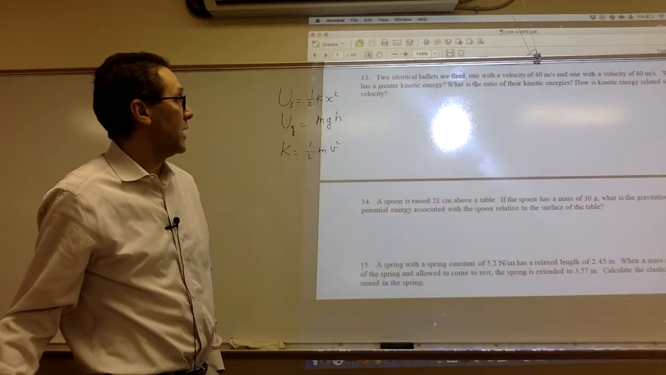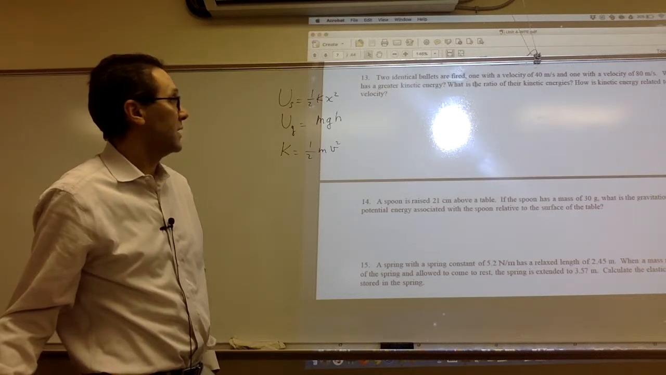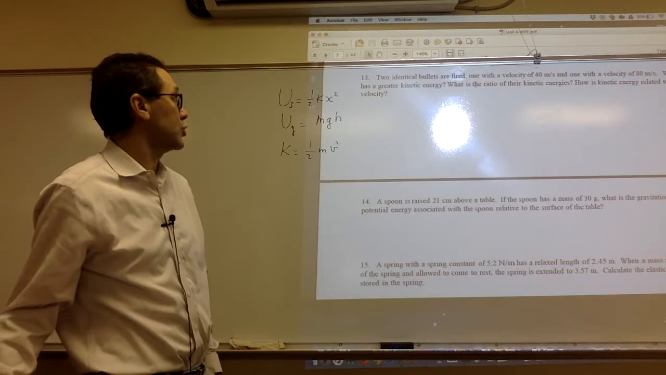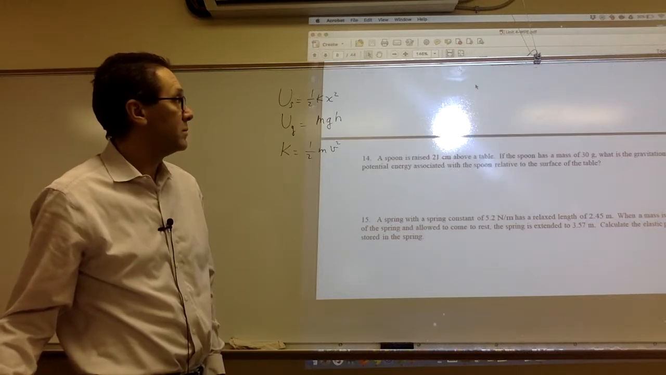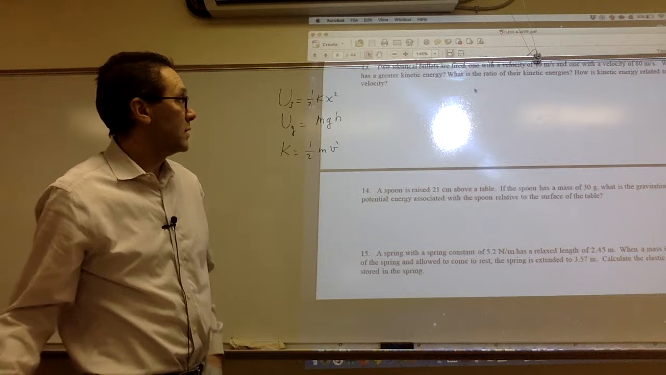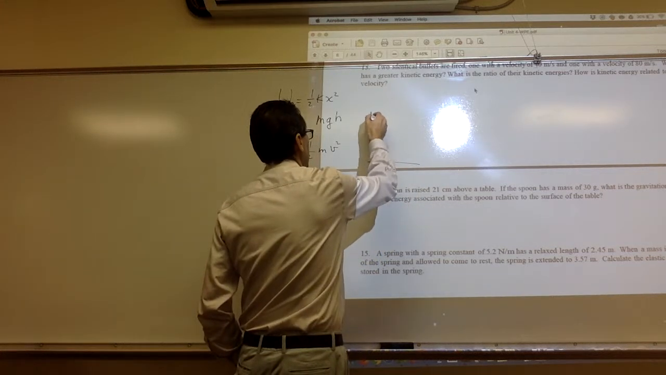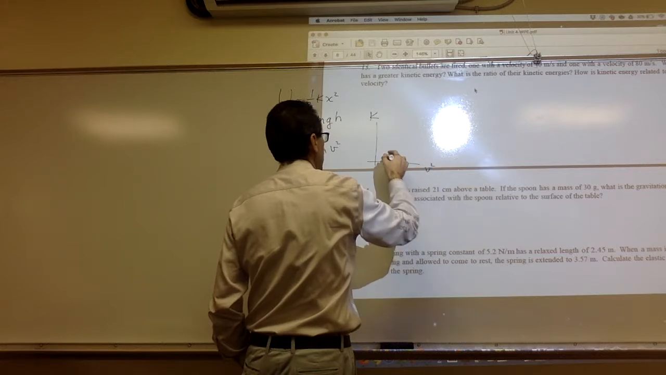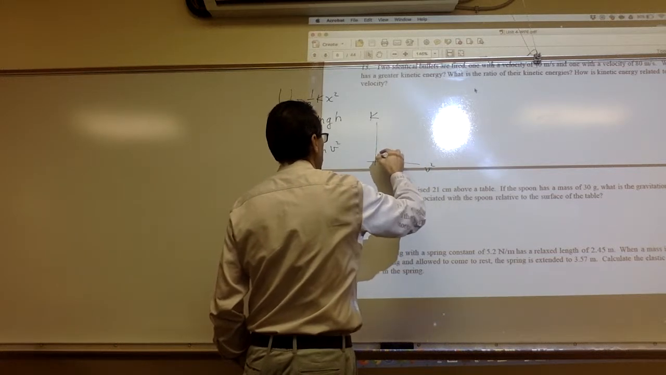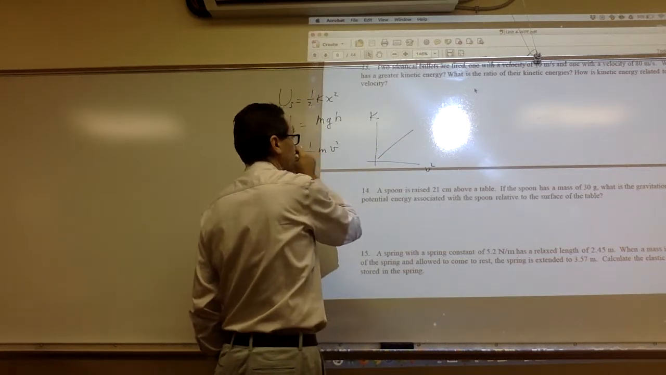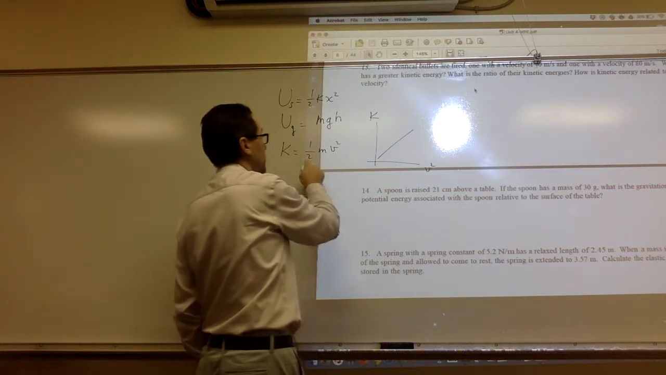And I just talked about how kinetic energy is related to velocity. Kinetic energy is directly proportional to the square of v. In other words, if you graph kinetic energy versus v squared, you should get a line, right? Okay, and the slope of that line is 1/2 m.